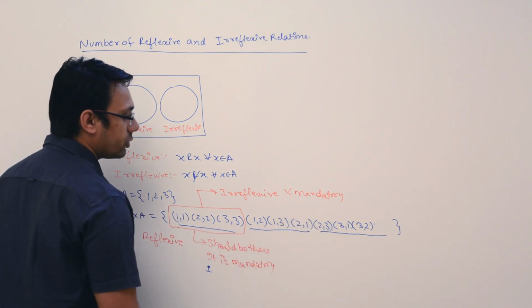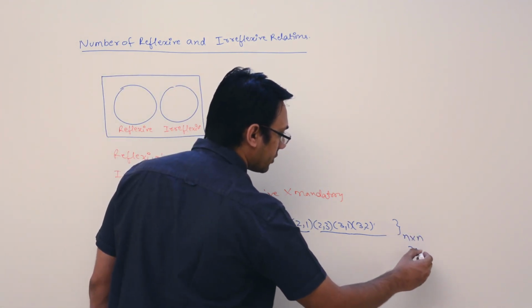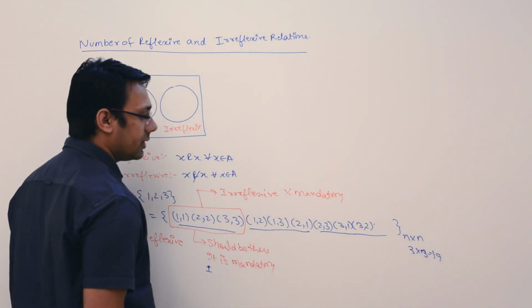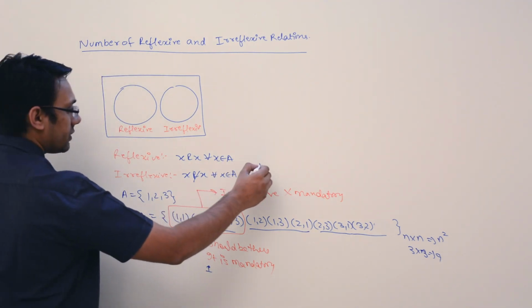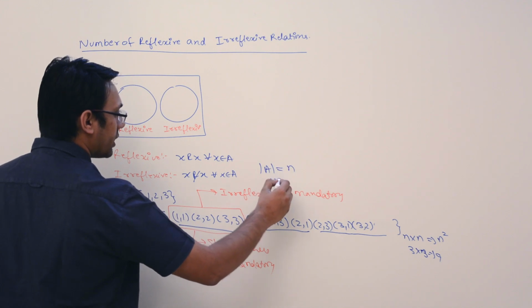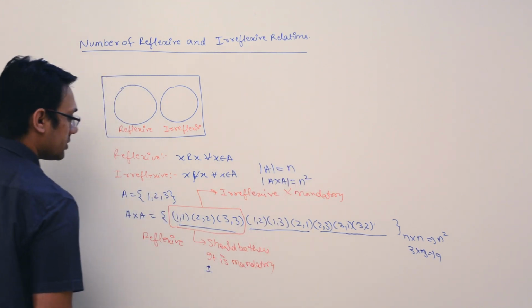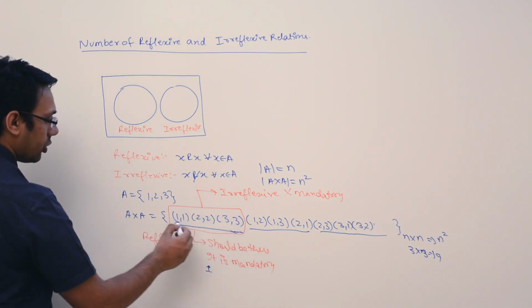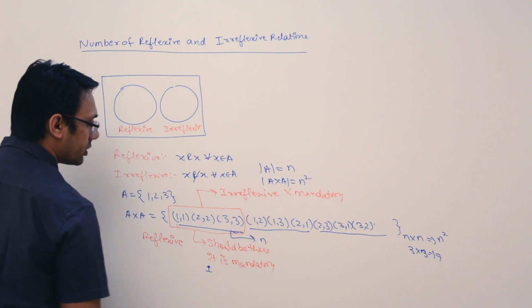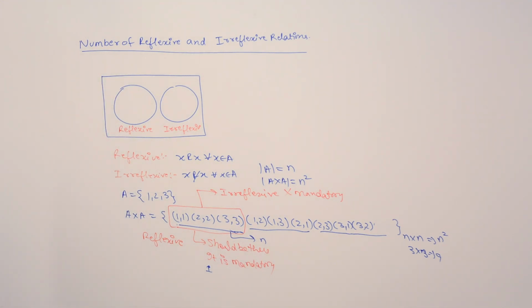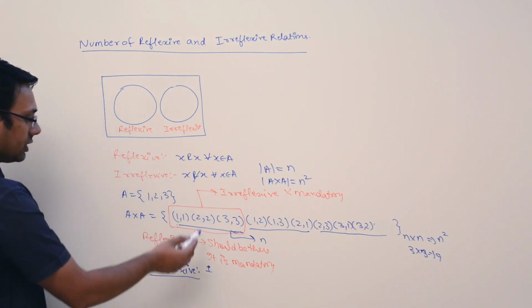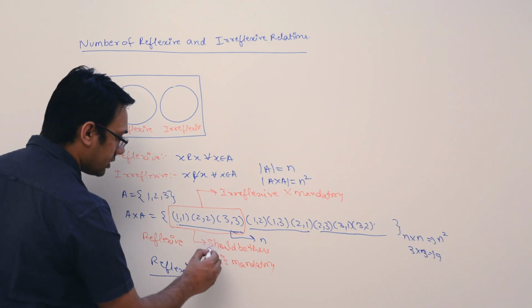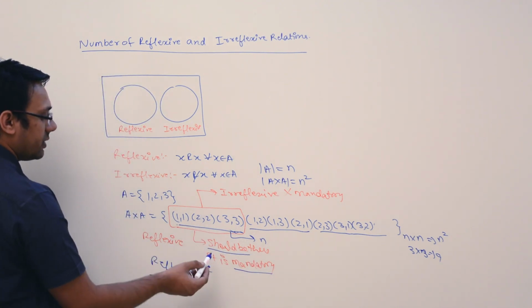And how many elements are there in total? There are total n cross n, for example 3 cross 3 here, total 9 elements in the ordered pairs, and this n cross n is basically n square. If the cardinality of the set A is n, then the cardinality of A cross A will be n square, we already know this. Now how many elements will be there like this? These are total n elements. For example, here these are total 3 ordered pairs. For these 3 ordered pairs, if a relation has to be reflexive, they should be there, and it is mandatory. So for these pairs, we have only one choice.